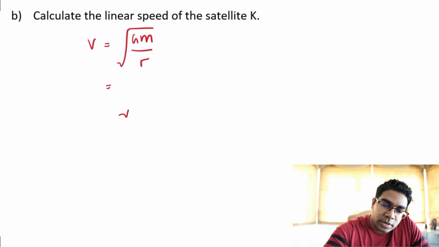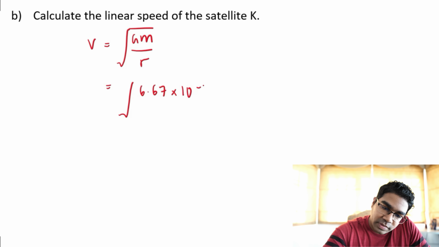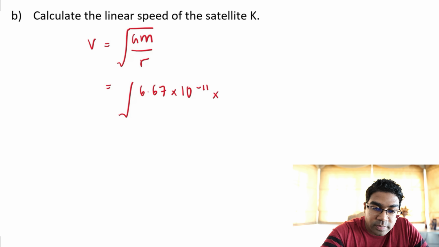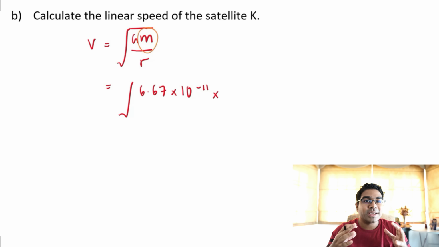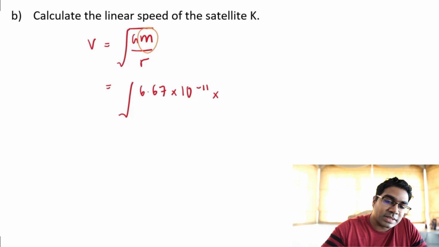This is the square root of 6.67 times 10 to the power of negative 11 multiplied by, now what value of m should we substitute here? Remember, this m is always the mass of the object that is exerting the force of gravity, not the object that is experiencing the force of gravity. So this would be exerted by the Earth.